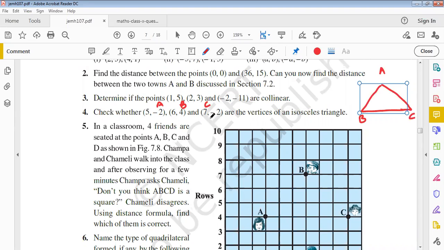Find the length of AB, find the length of BC, find the length of AC. Then check whether they satisfy the condition of an isosceles triangle. Any two sides should be equal. Check whether any two sides are equal or not. Are you clear? Try to do this one.